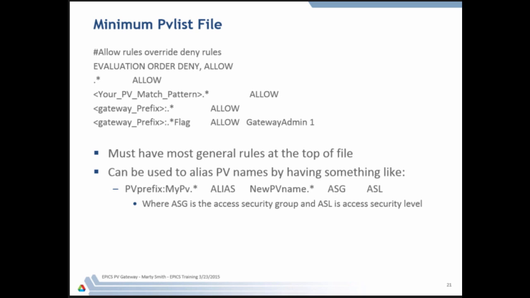Their PVs will be some obscure thing, and for each beam line it would be different. They'd be called different names. So this allows me to give all their steering PVs the same pattern on our side of the gateway. And again, this is the access security group and level. That's the same as these two here, the gateway admin and the access security level 1.